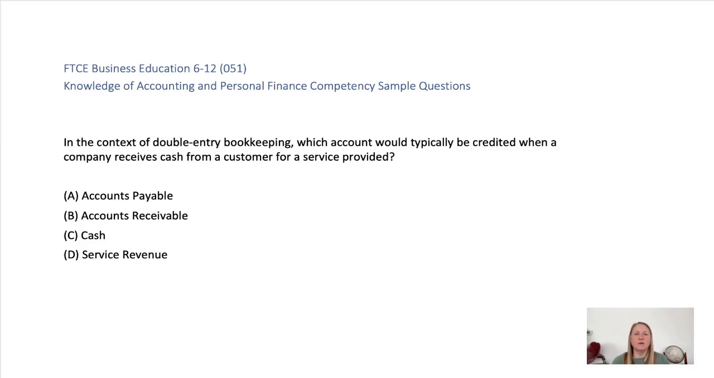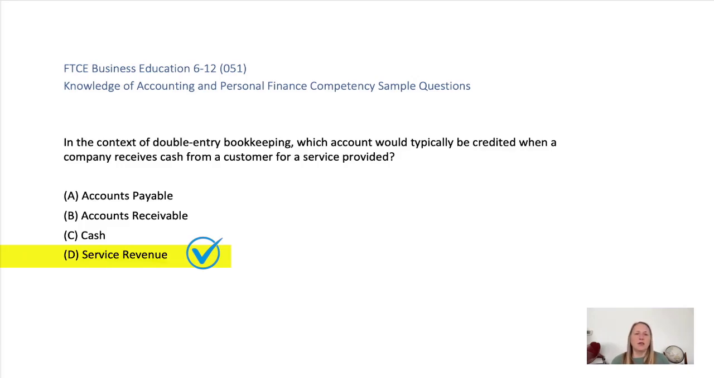A, accounts payable is incorrect. This is the money the company owes to others, like bills to pay. B, accounts receivable is incorrect. This is money customers owe the company. C, cash. This is incorrect, as cash does increase, but in bookkeeping, increases in cash are debited, not credited. The correct answer is D, service revenue.